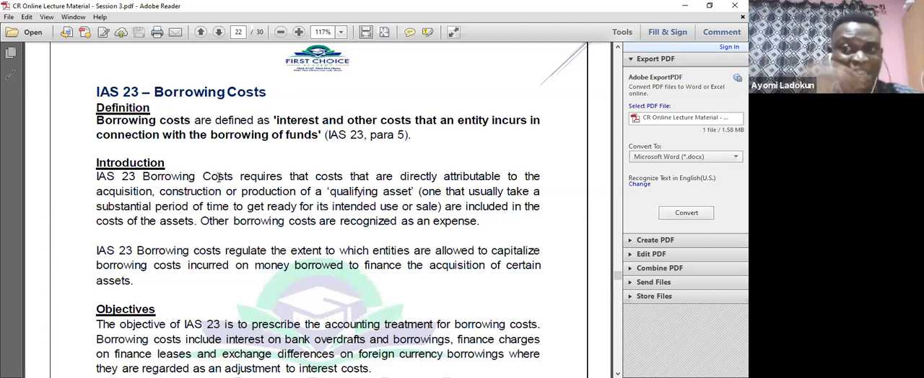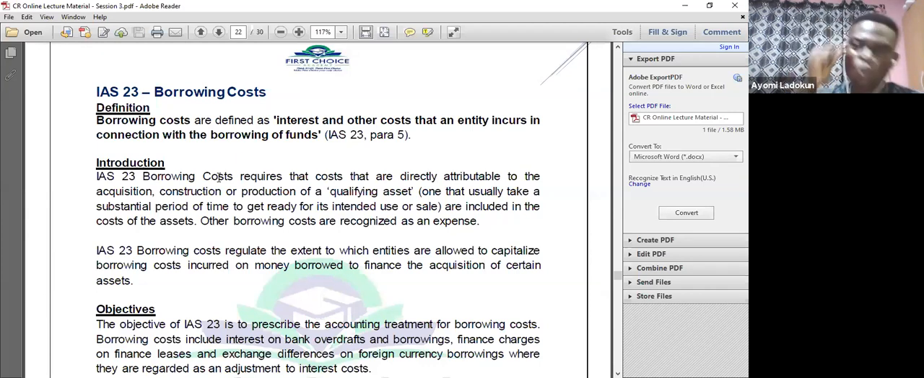So you need to find out whether the money you have borrowed is directly attributable to the acquisition, construction, or production of a qualifying asset. If it is not a qualifying asset, that borrowing cost is going straight into your profit or loss account. But once it's a qualifying asset, IAS 23 permits or allows the borrowing cost to be capitalized.